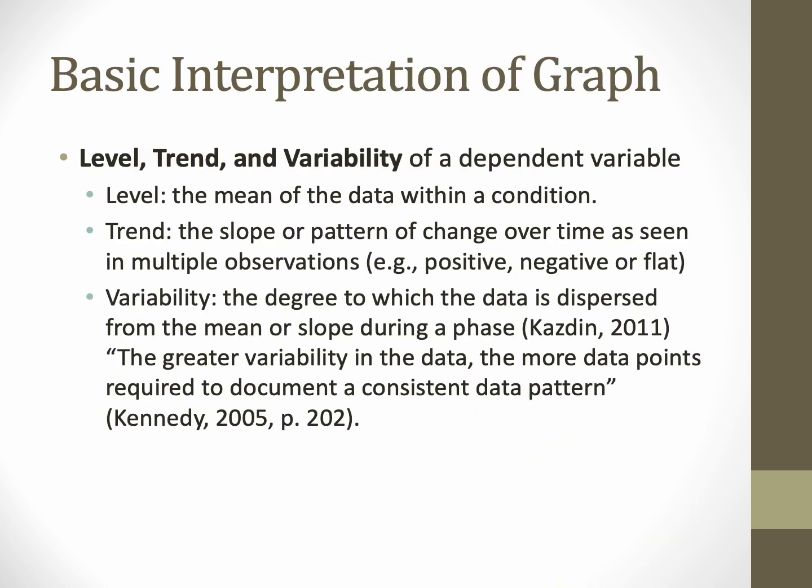So when you interpret your graph, you need to consider 3 things: level, trends, variability. Level is the mean of data within a condition. So you will get the mean of baseline and you will get the mean of intervention and you can compare. Trend is the slope or pattern of change over time. So you can say positive trends, negative trends, or flat trends.